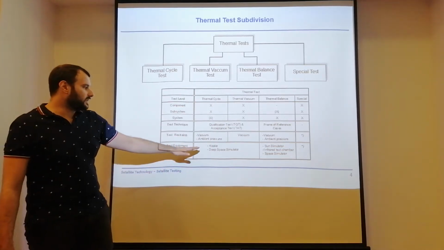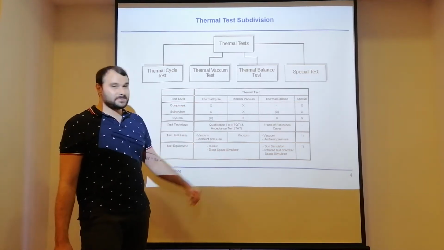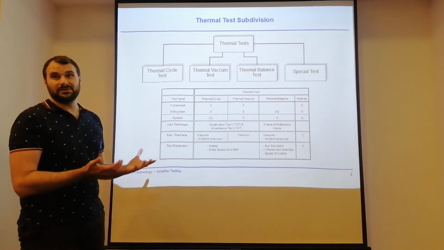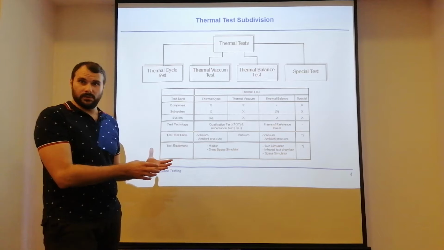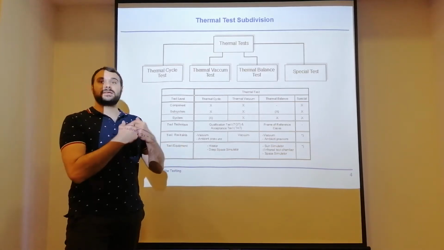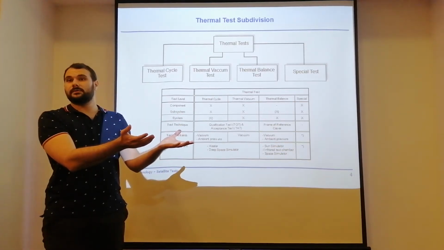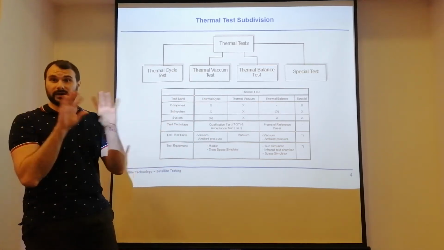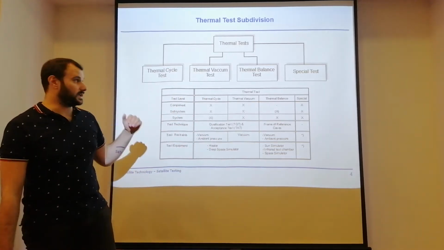And well, we talked about the test restraints. As for the test equipment, for the thermal cycle and thermal vacuum, you need heaters and eventually a deep space simulator, because you need to simulate space conditions and cold space. So even if you radiate heat out of your system, you need to be able to remove this radiated heat out of your test environment, as it would be in space.